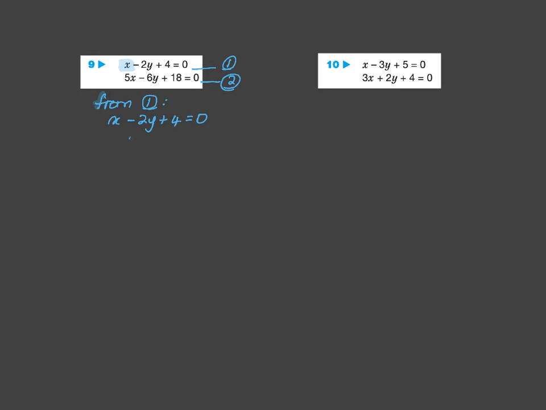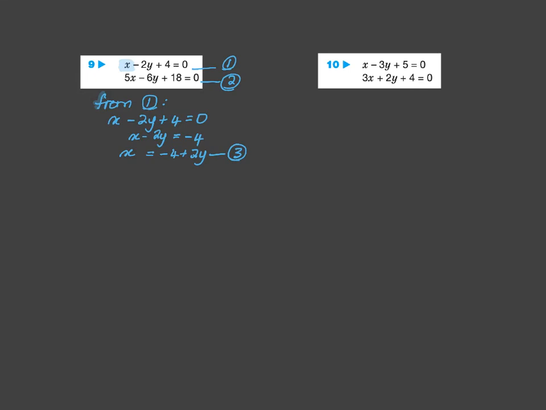That will give me x minus 2y plus 4 minus 4 is 0 is equal to 0 minus 4, negative 4. I still don't have x by itself, so I'm going to add 2y to both sides. I'm going to eliminate the negative 2y from the left-hand side. And so it is x minus 2y plus 2y 0 is equal to minus 4 plus 2y. And that I'm calling equation 3.